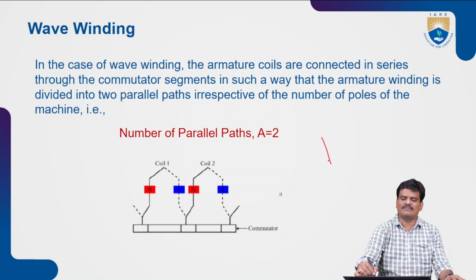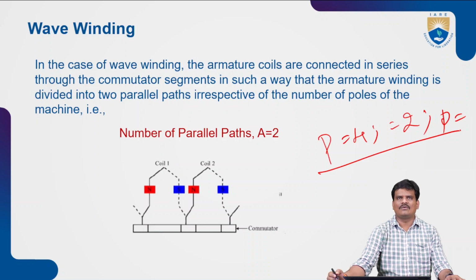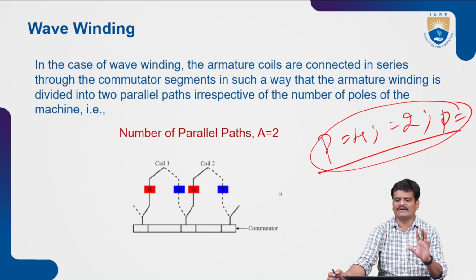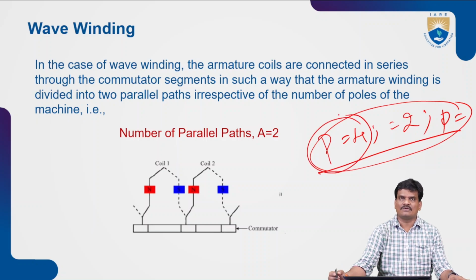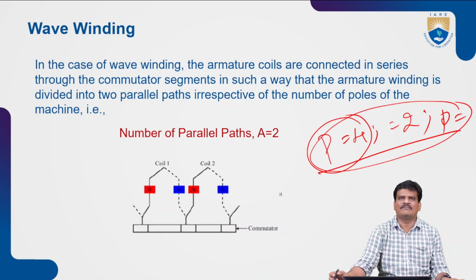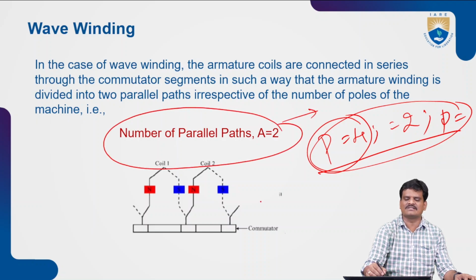Suppose I have an example where the number of poles in that particular machine is 4, the number of parallel paths is 2, and the flux is given. Now, for the given data, I need to design the wave winding structure. So the number of poles is given as 4. When we want to represent the wave winding, it doesn't depend upon the number of poles of that particular machine. Irrespective of the number of poles, in case of a wave winding, the number of armature parallel paths is always equal to what?